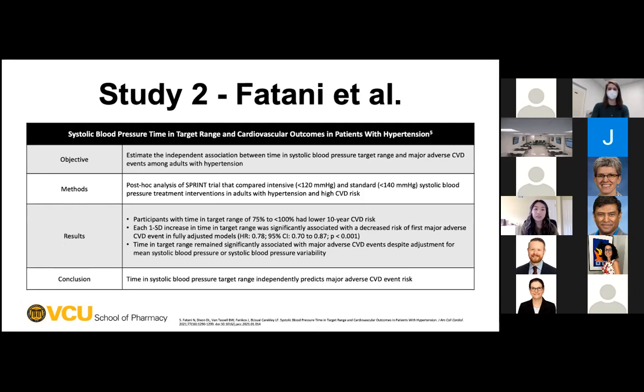For the results, participants with time in target range of 75 to 100% had lower 10-year CVD risk. Every 1 standard deviation increase in time in target range was significantly associated with decreased risk of first major adverse CVD event in fully adjusted models. And the time in target range remained significantly associated with major adverse CVD events, despite adjustment for mean systolic blood pressure or systolic blood pressure variability. So in conclusion, they found that time in systolic blood pressure target range independently predicts major adverse CVD event risk.